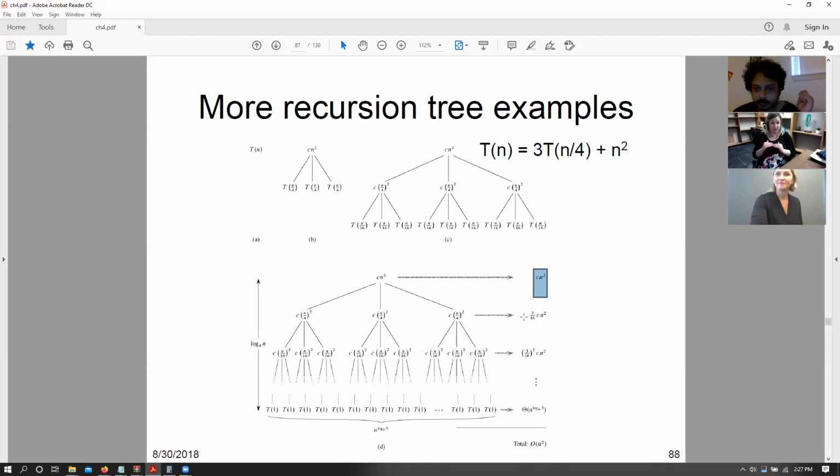Then we have 3 times (n by 4) squared, so 3 times Cn squared by 16. Then we have (3 by 16) squared Cn squared, all the way to n^(log base 4 of 3). Right? So does everyone understand that every time we have Cn squared, 3 by 16 Cn squared, (3 by 16) squared Cn squared, (3 by 16) cubed Cn squared, for a level of log base 4 of n.